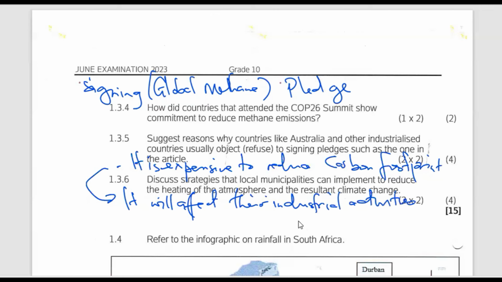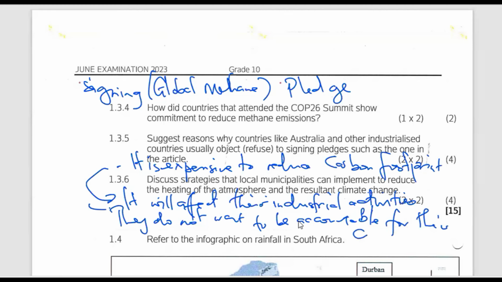Definitely, if they are supposed to reduce their carbon footprint, it automatically means that they are supposed to also reduce their contribution of carbon footprint by their levels of industrialization or industrial activities. So it means they will be affected negatively. Or we can also blame that they don't want to be accountable for their carbon footprint. They know very well that they are the ones who contribute the highest carbon footprint, but they do not want to be accountable for such.